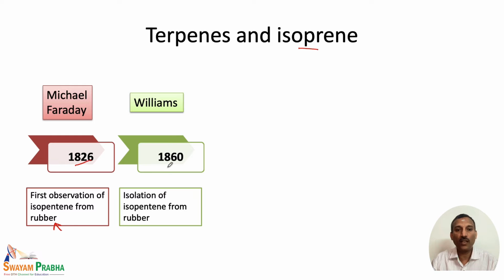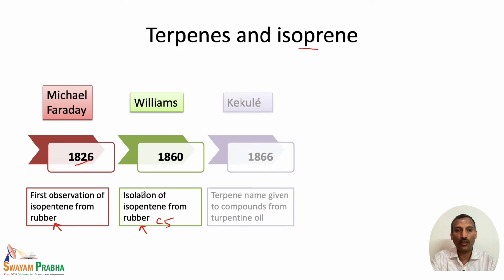And then in 1860, Williams actually isolated this isopentene from rubber. So first Faraday found out the presence of isopentene in rubber, and Williams actually isolated isopentene from rubber. So again, isopentene is nothing but a C5 unit. This C5 unit is a basic unit that is present in a polymer called rubber. Then in 1866, Kekulé gave the name terpene because he found out that turpentine oil contains some C5 units. So he gave the name terpene to these kinds of compounds, and that is how the first name was given to terpenes.